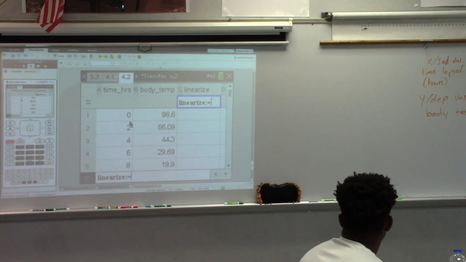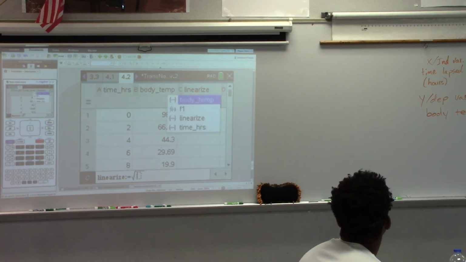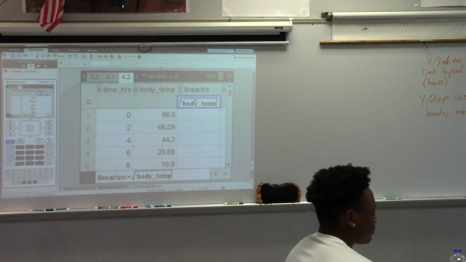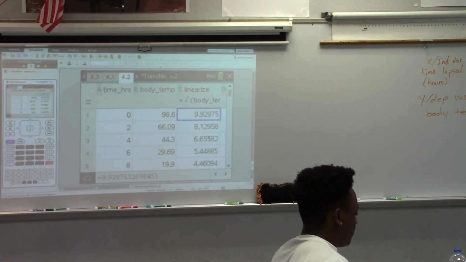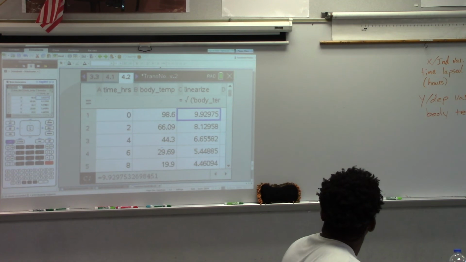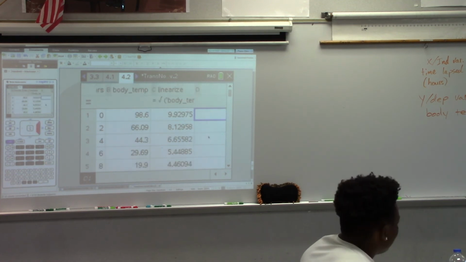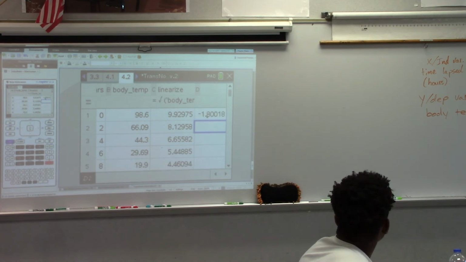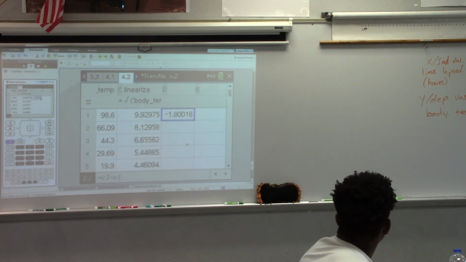So let's take a square root to start. How much data do we got? Just a few data points, 6. Okay, so square root of the body temp. Does that look like it's now linearized? No. I can check. C2 minus C1. Does that look constant? No. So it's not linear.